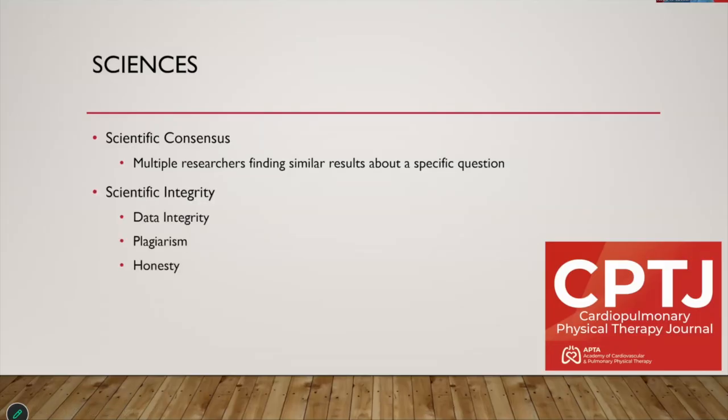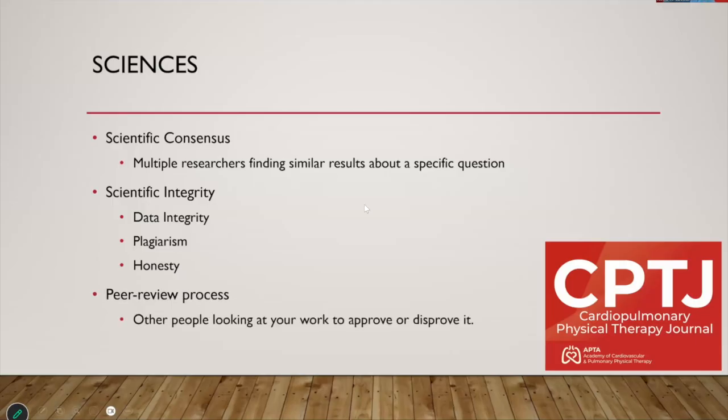On that end, data integrity, plagiarism, and honesty play a very important role. We assume that every researcher will use integrity on their results, integrity on their method. They're not going to be plagiarizing information, and they're going to be honest about what they find. And that is what the peer review process allows us to do, and to enhance that everybody's doing their fair share in these scientific discoveries.